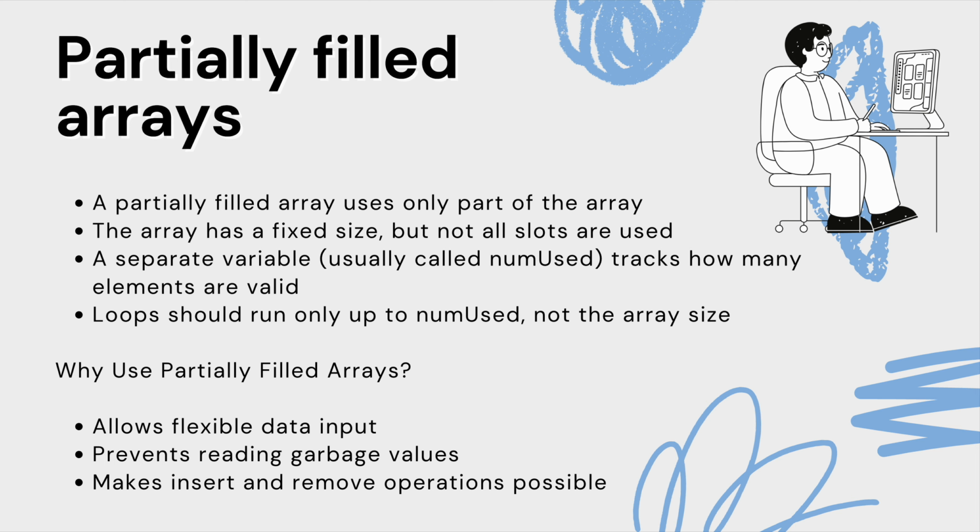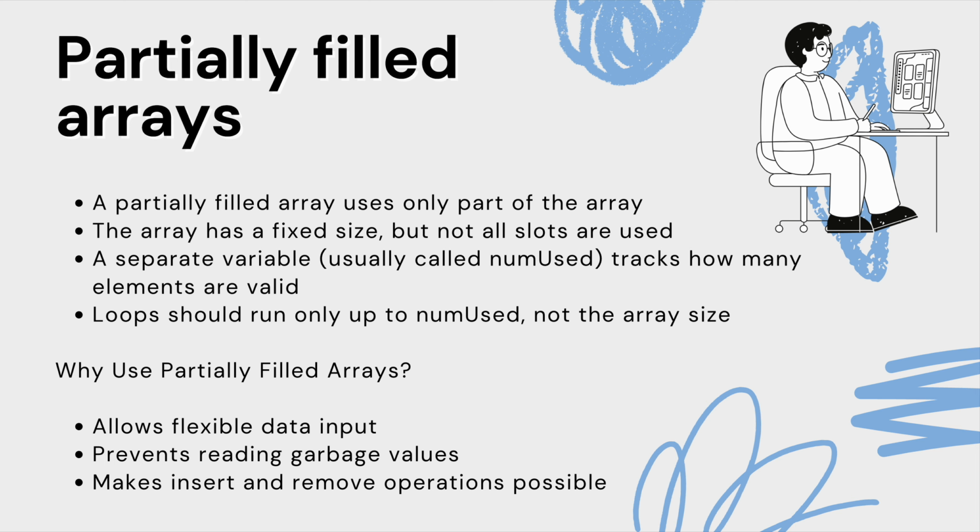Partially filled arrays. I think this is a really important concept. A partially filled array means the array has a fixed size, but not all slots are being used. To handle this, we use a separate variable, usually called numUsed, to track how many elements actually contain valid data.